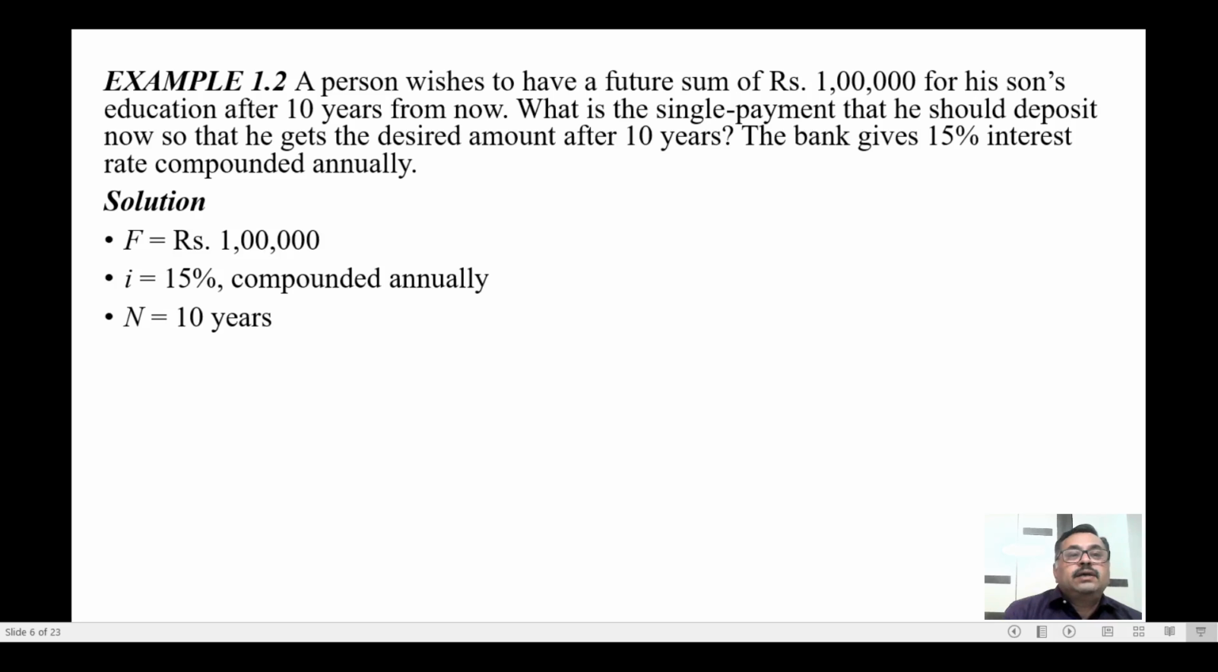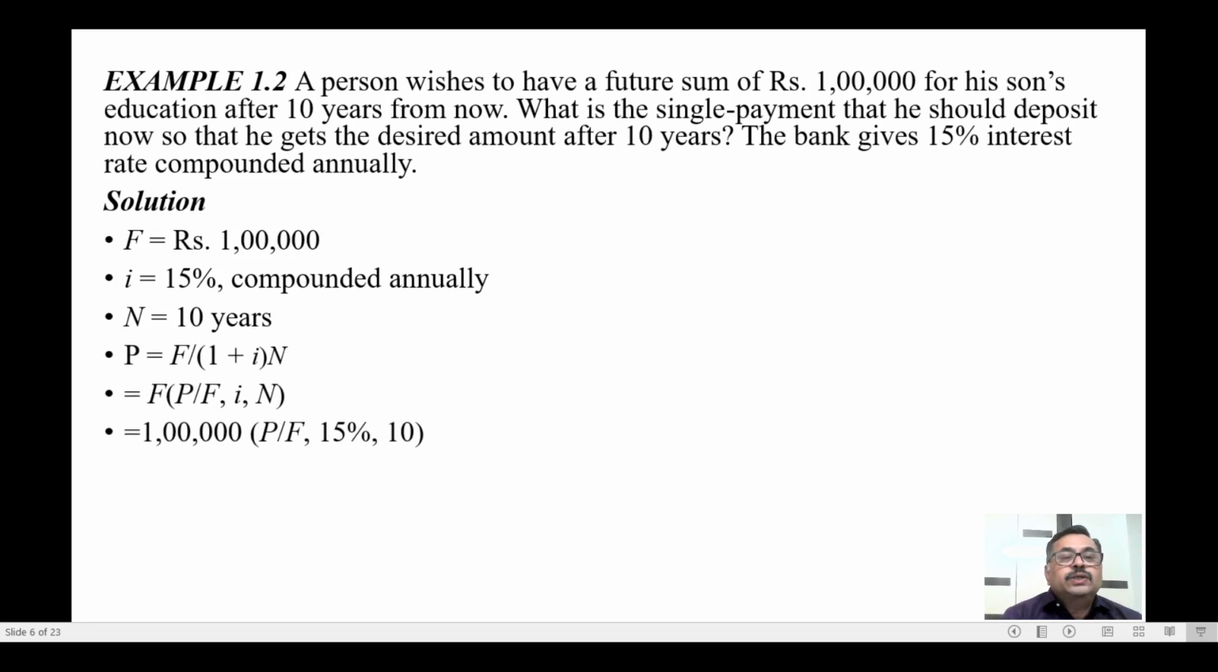What is the data that is being given? The data that he has given: future amount, that is after 10 years I need 1 lakh rupees. The interest rate is 15%. It is compounded annually, and the time period N is being given. What we have to calculate is P here.